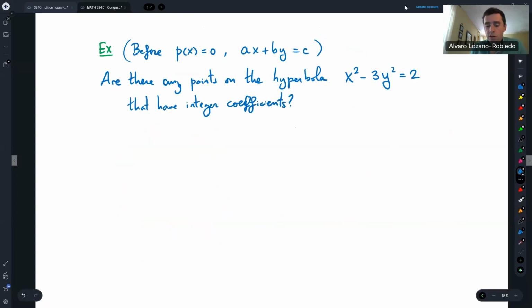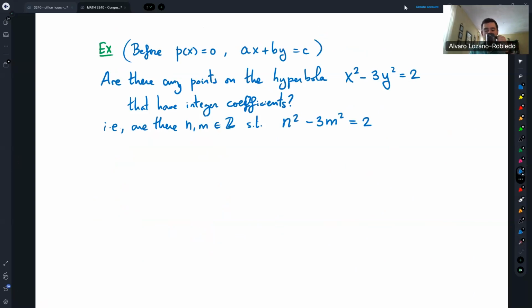In other words, are there integers, I'm going to call them N and M, such that N squared minus 3M squared equals 2? Okay, so is that so?